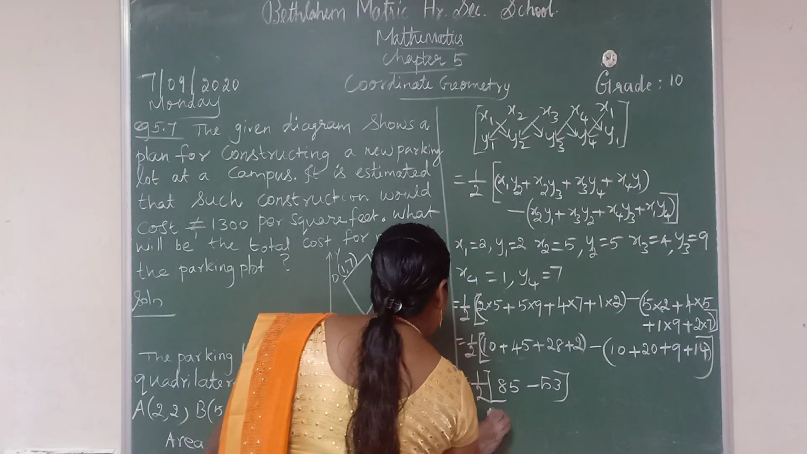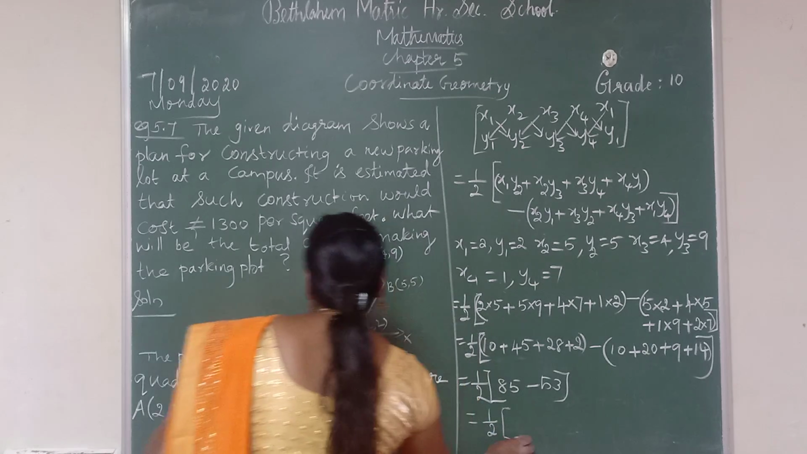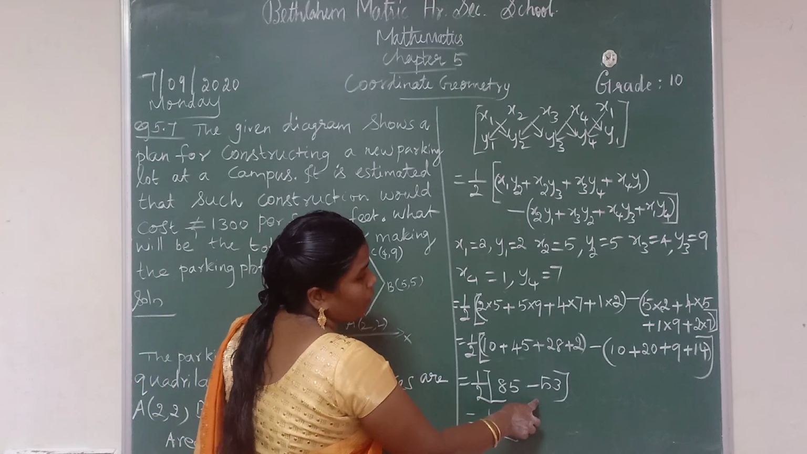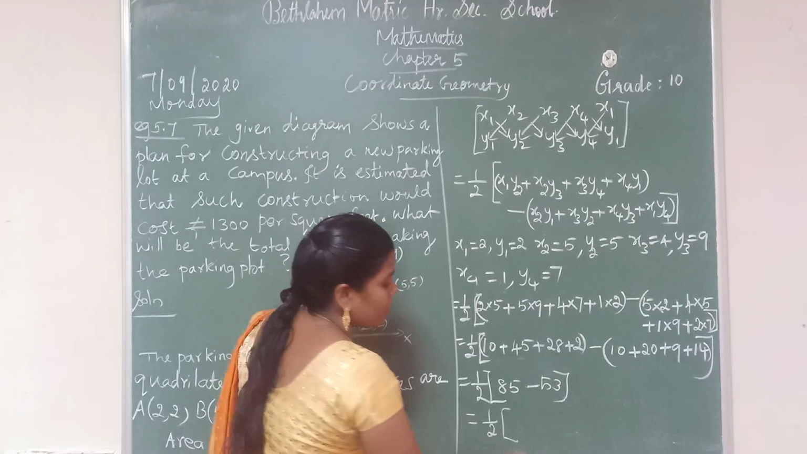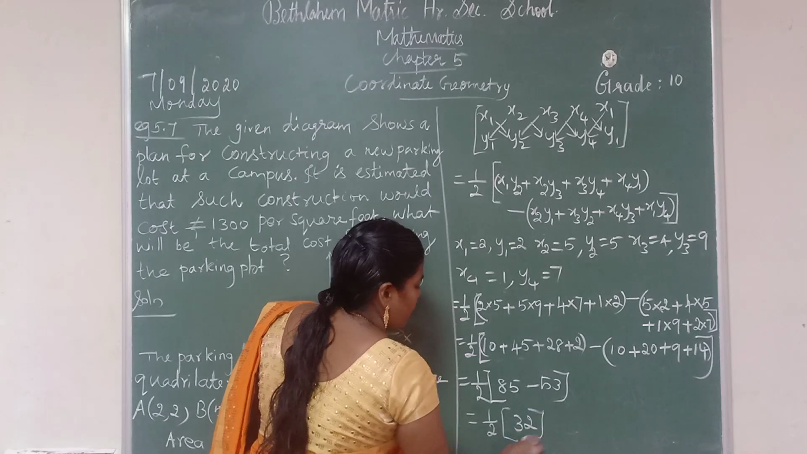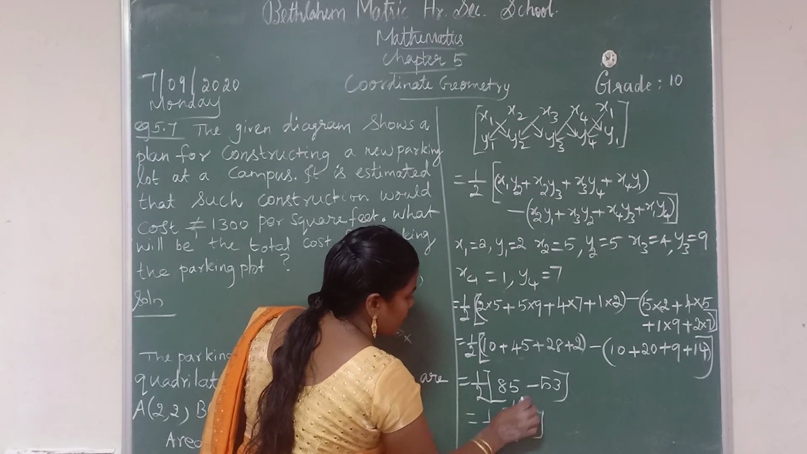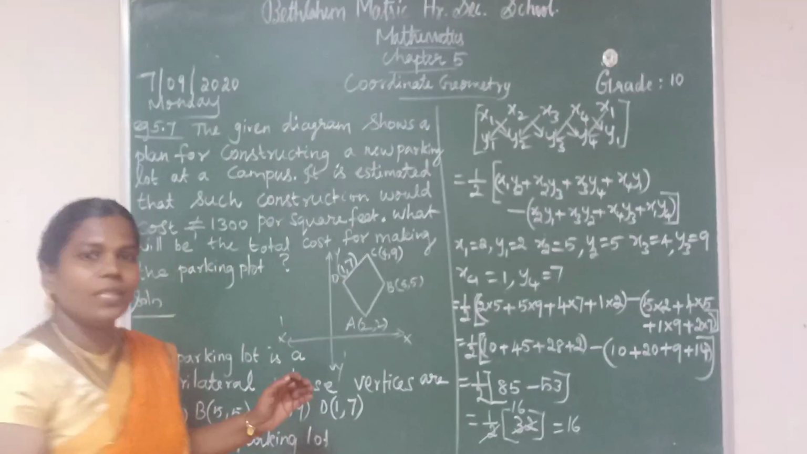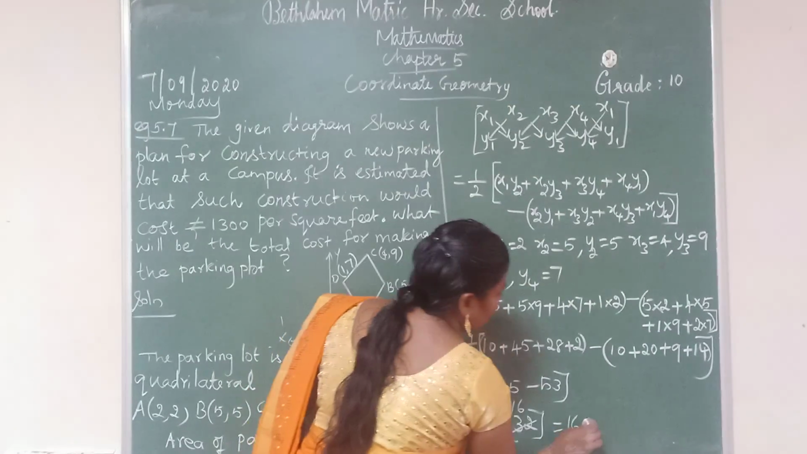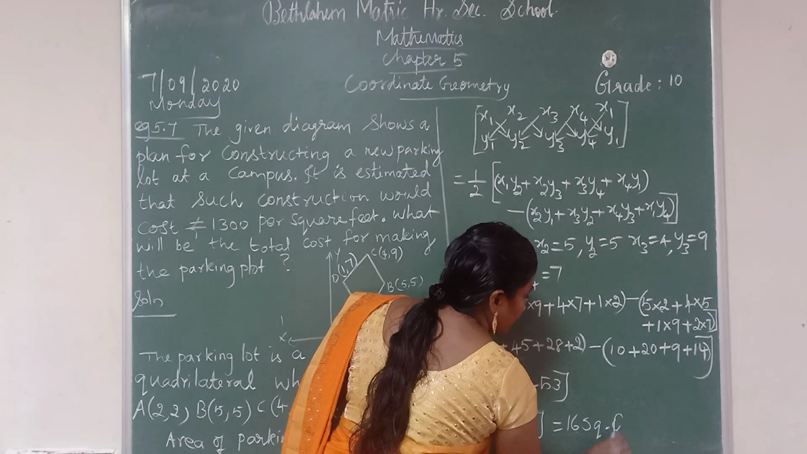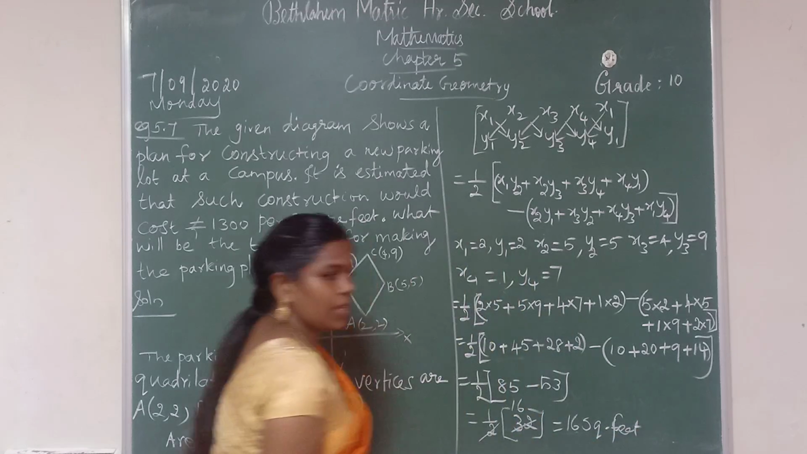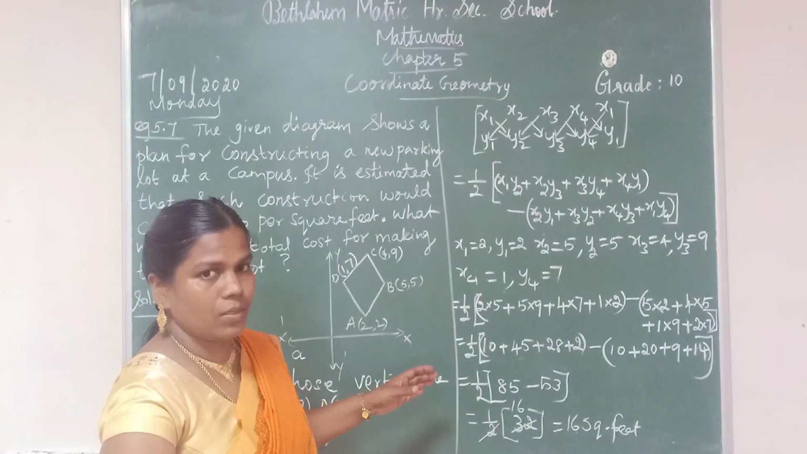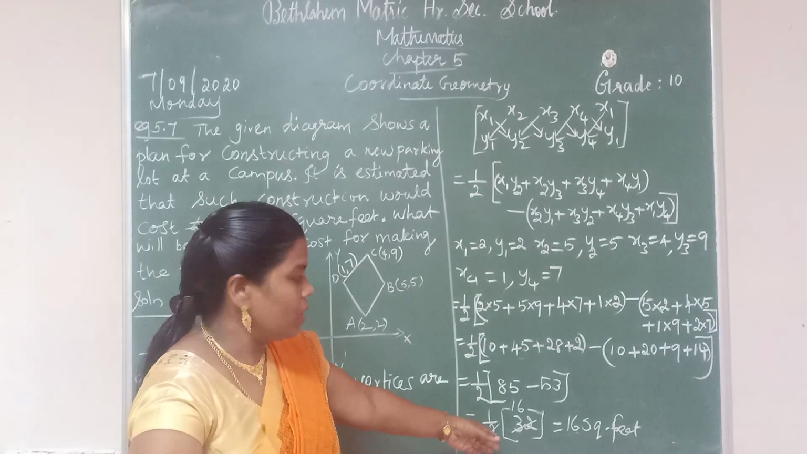Which is equal to 1 by 2 into subtracting 85 minus 53, what we get? 85 minus 53 is 32. Divide it, so 16. This is the area. It is given in feet, so square feet. 16 square feet is the area of the given quadrilateral plot, means the parking plot.